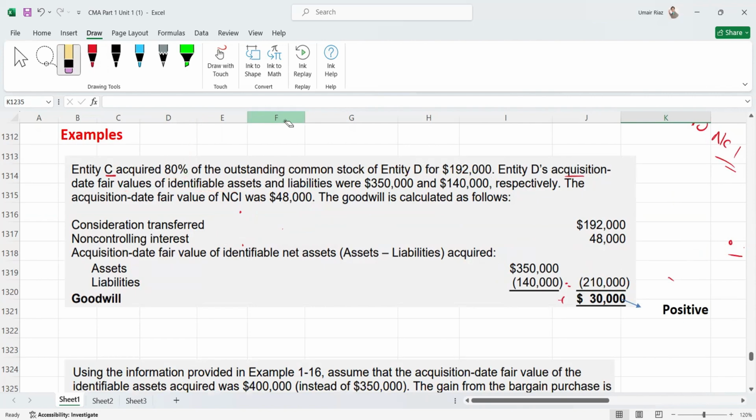Okay, same example we are taking. Only one thing we are changing. We are saying, for example, C acquired 80% of common stock of D for 192,000 and fair value of NCI is 48,000. The fair value of assets, these figures we are changing now. Now we are assuming this figure is 400,000 for assets and liabilities are the same, 140,000. So how would you calculate goodwill or gain from bargain purchase?